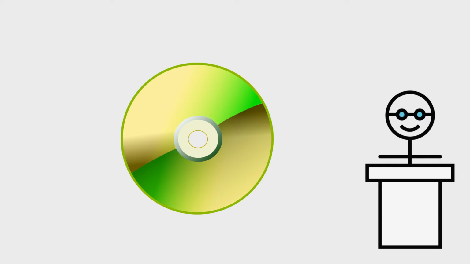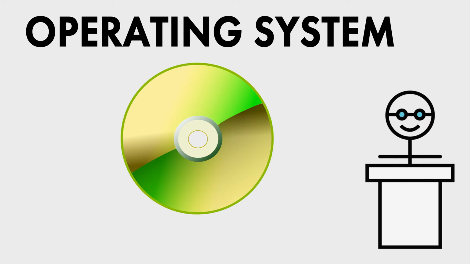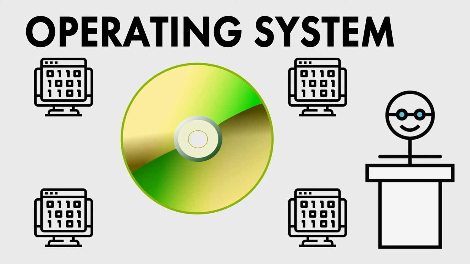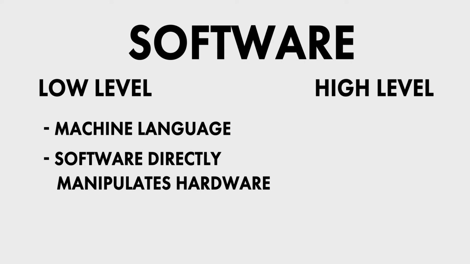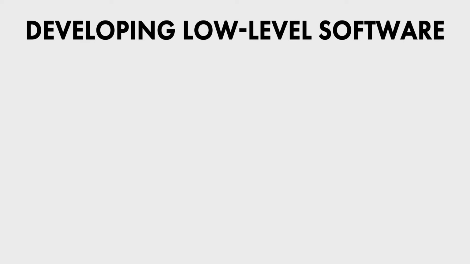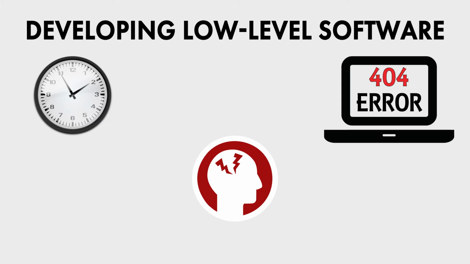The main software component that users interact with is the operating system, which allows the user to run various applications for different purposes. Software can be low-level or high-level. Low-level software is closer to machine language, which means that software directly manipulates the hardware. Developing low-level software can be time-consuming, difficult, and error-prone.